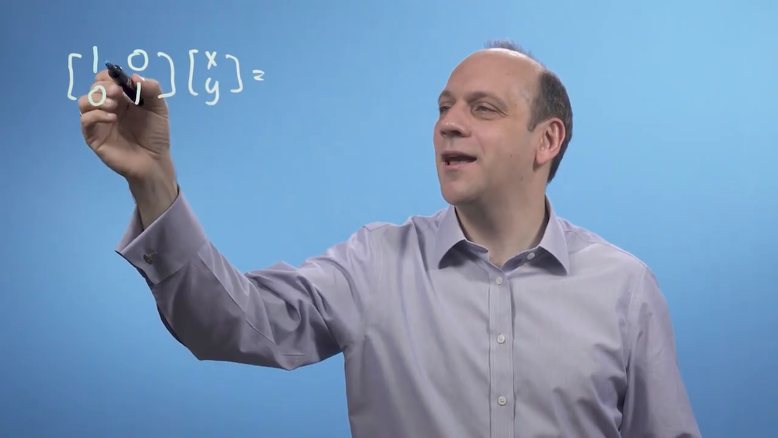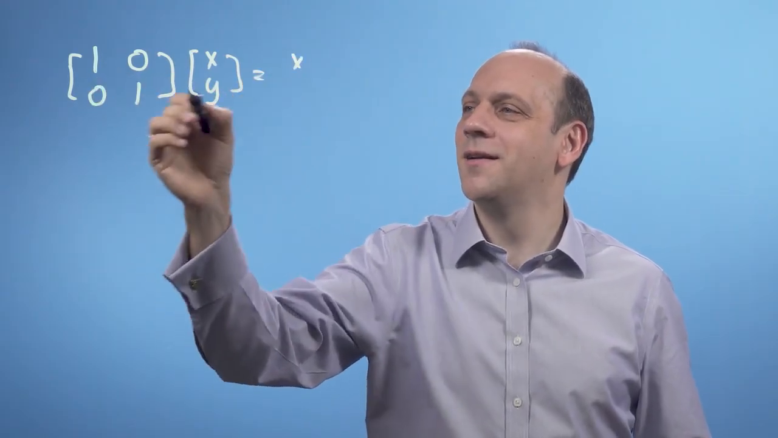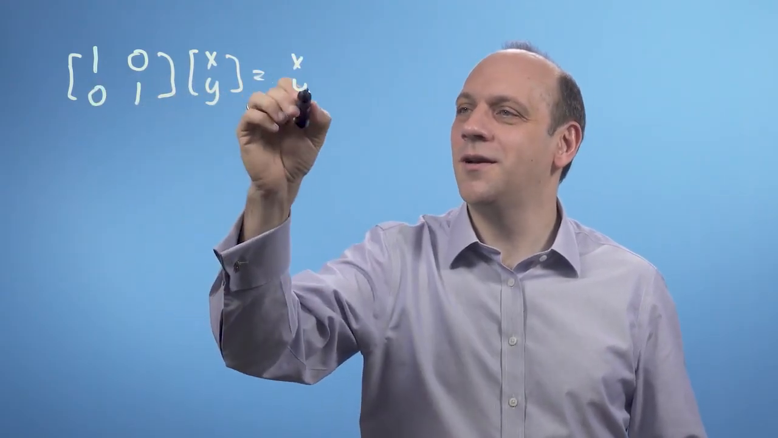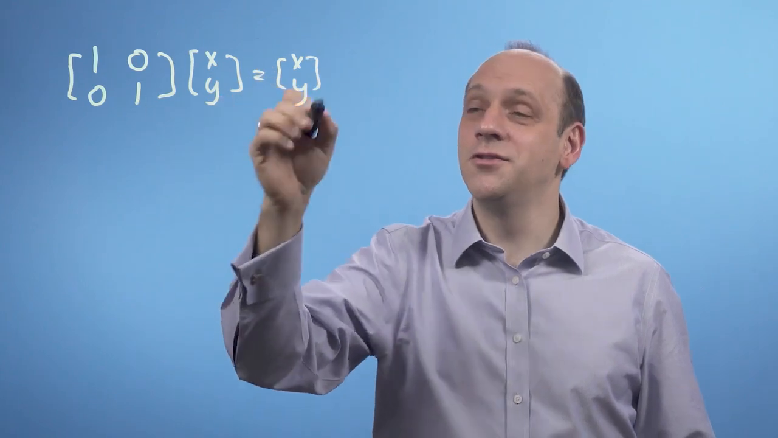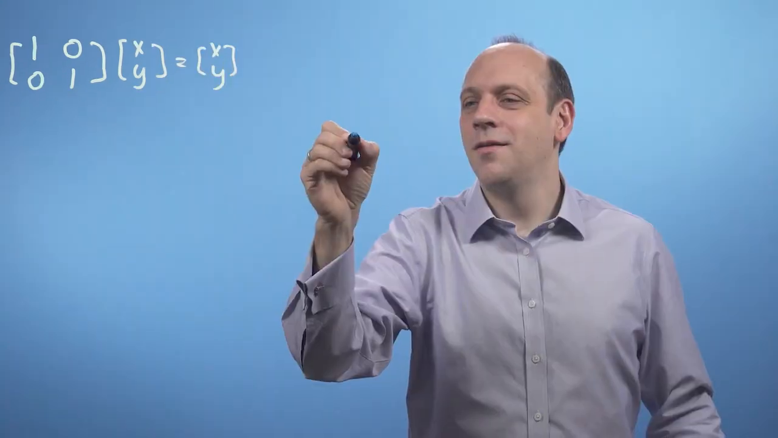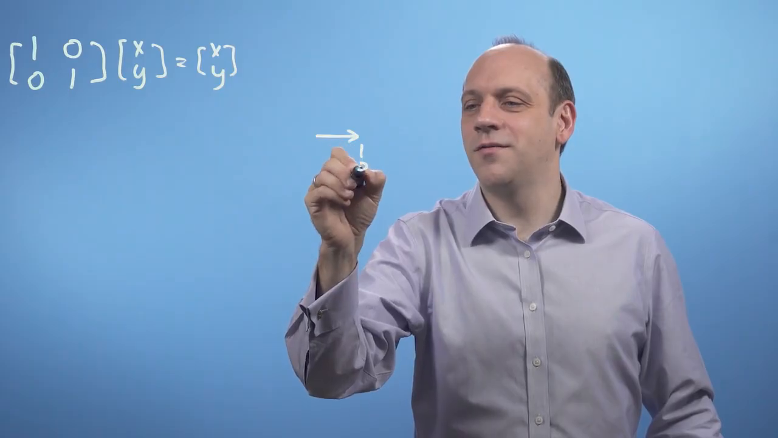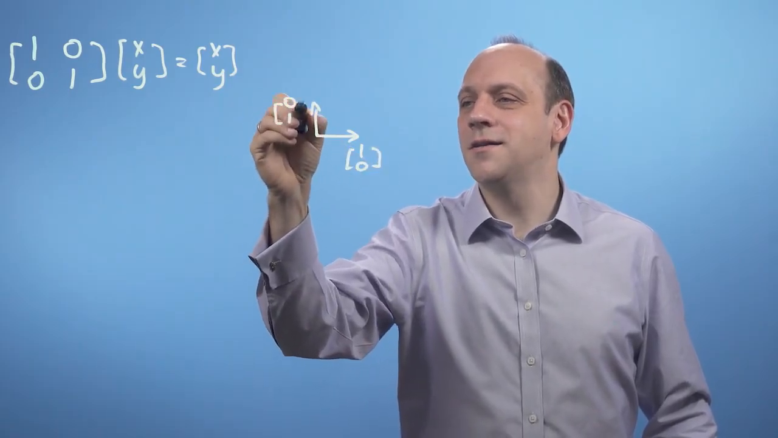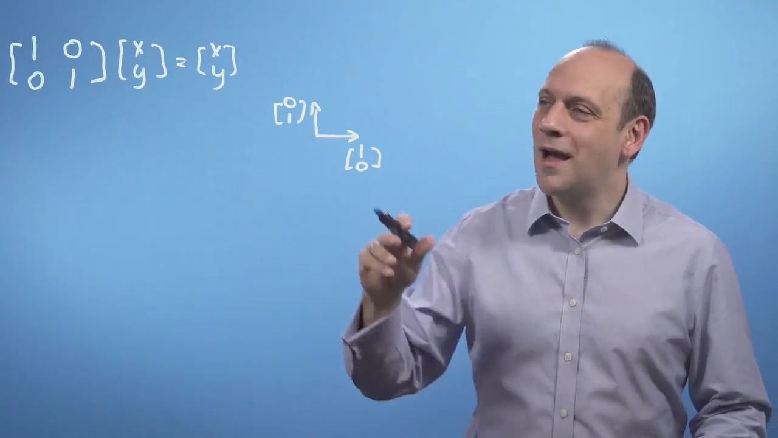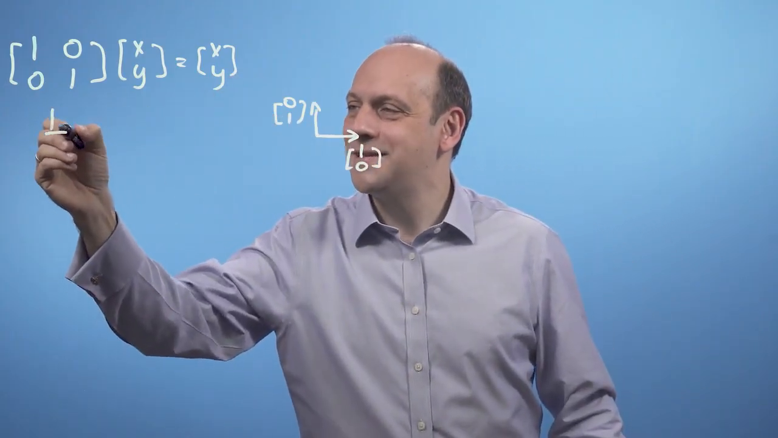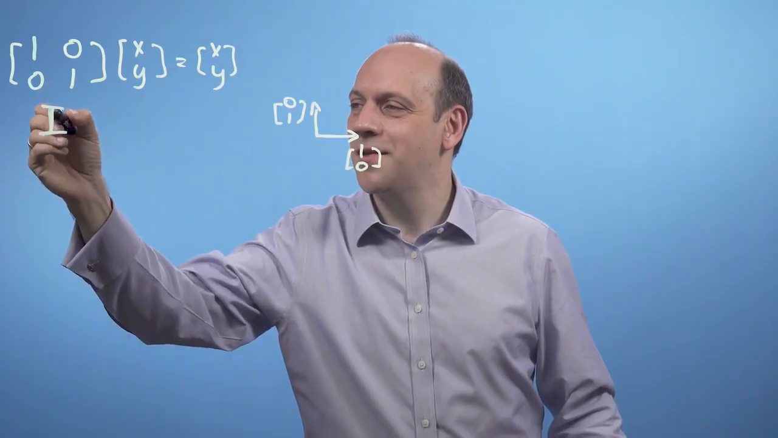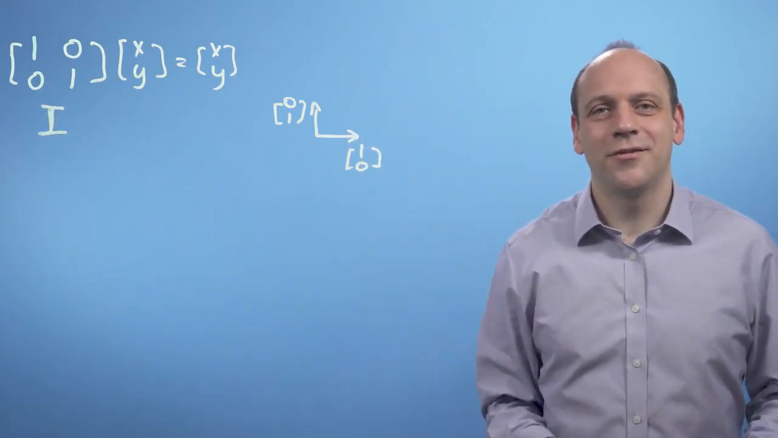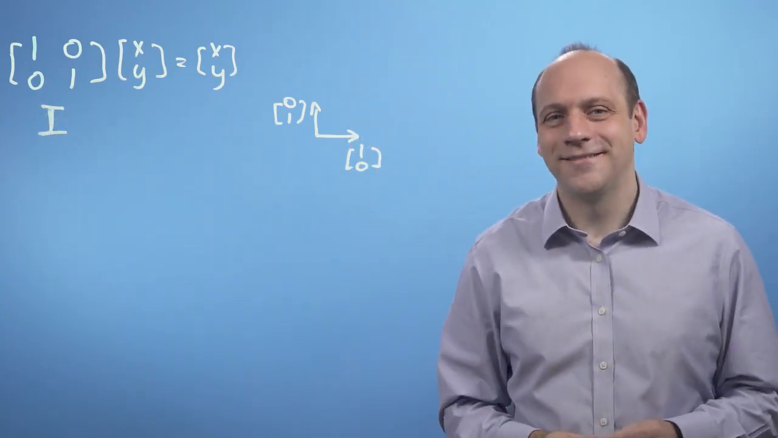If I multiply it out, I'm going to get 1 times x plus 0 times y, 0 times x plus 1 times y, (x, y). So it doesn't change the vector (x, y). It's just composed of the basis vectors here, and it doesn't change them. And that's called, therefore, the identity matrix. It's the matrix that does nothing and leaves everything preserved, and it's called I.